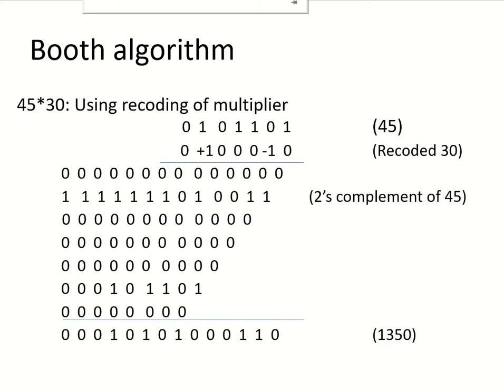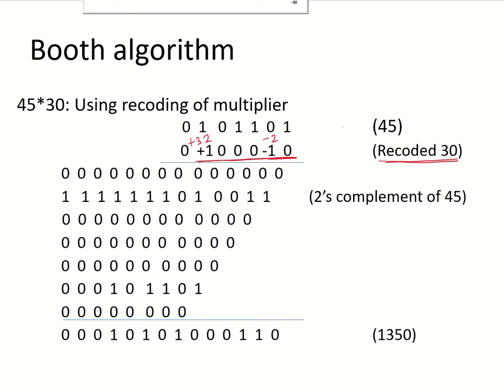How can we recode the multiplier and then use it? As we have seen earlier, recoded 30 is plus 1, 0, 0, 0, minus 1 and 0. This is representing 32 and this is representing minus 2. Plus 32 and minus 2. I will also show you how to recode the multiplier. Let us first consider that I have given you the recoded multiplier, and then how can we proceed?